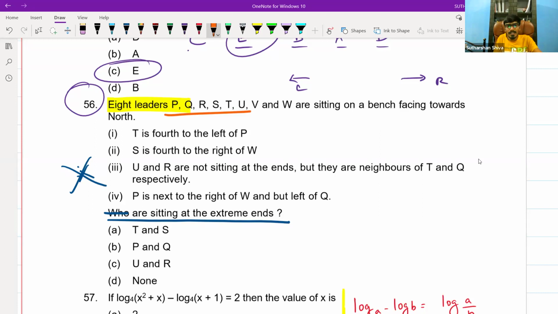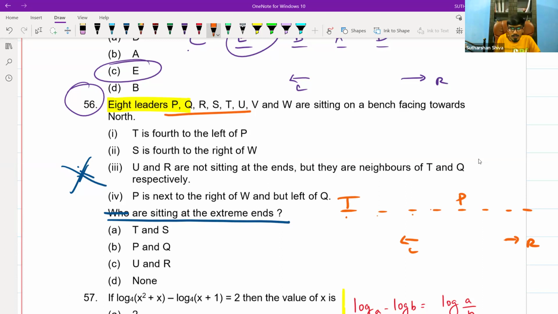Sorry, eight leaders P, Q, R, S, T, U, V, W are sitting in a bench facing towards north. 1, 2, 3, 4, 5, 6, 7, 8. T is fourth to the left of P. For that, we need to fix one position. I will fix P over in the center middle part. 4 positions from the left. This is left part, this is right part. First left, second left, third left, fourth left. This is the T position.